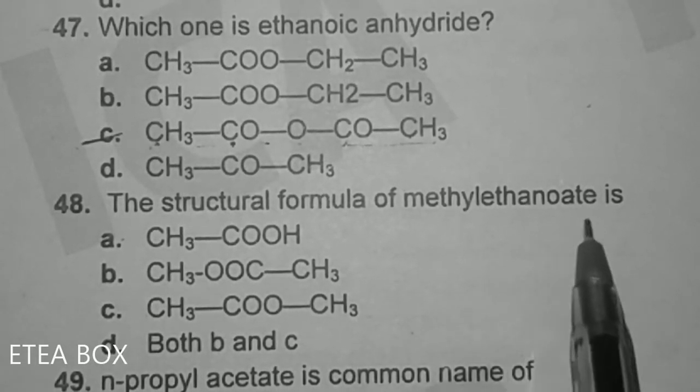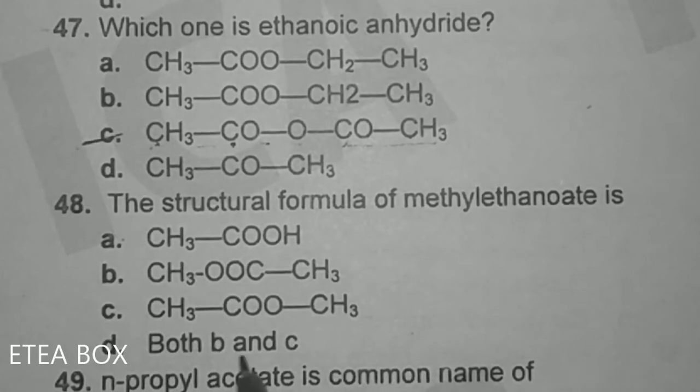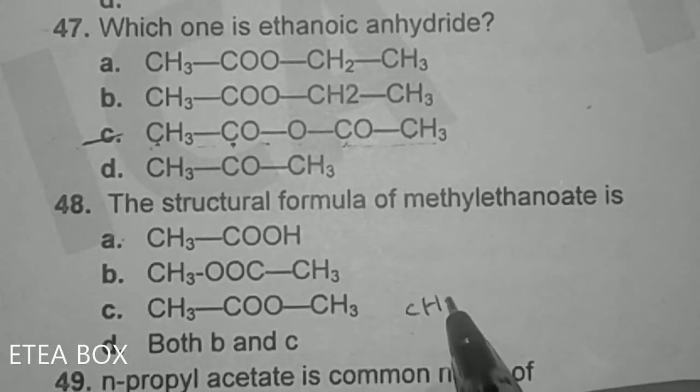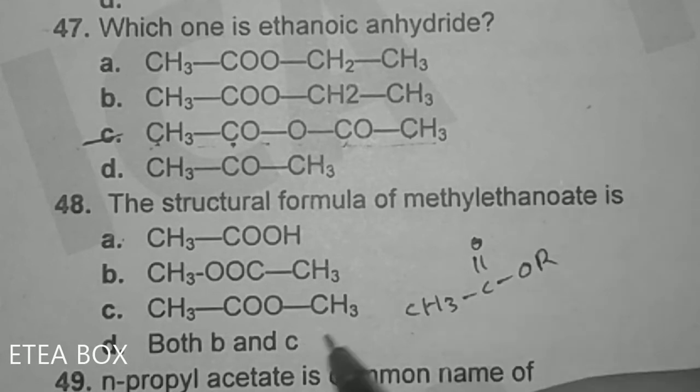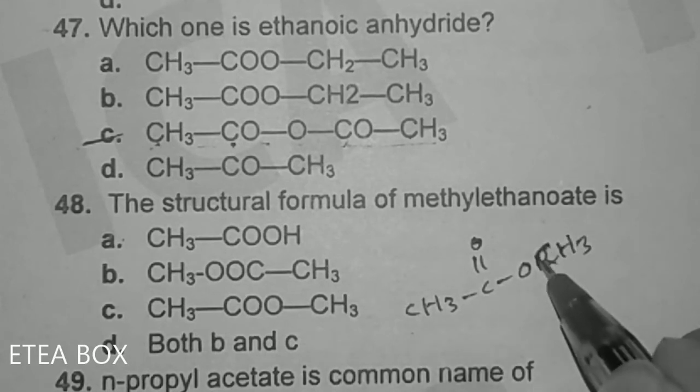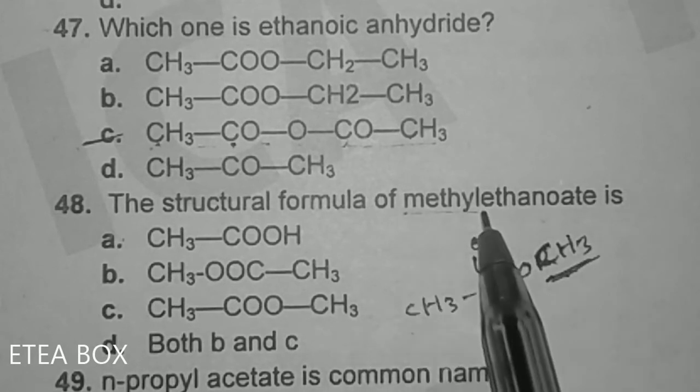Ethanoate means ester. So first of all, you have to name the alkyl group on oxygen. Look here, this one is CH3, C double bond O and OR, or you can write it CH3, okay? Now you have to name this one first, so it is methyl, okay?